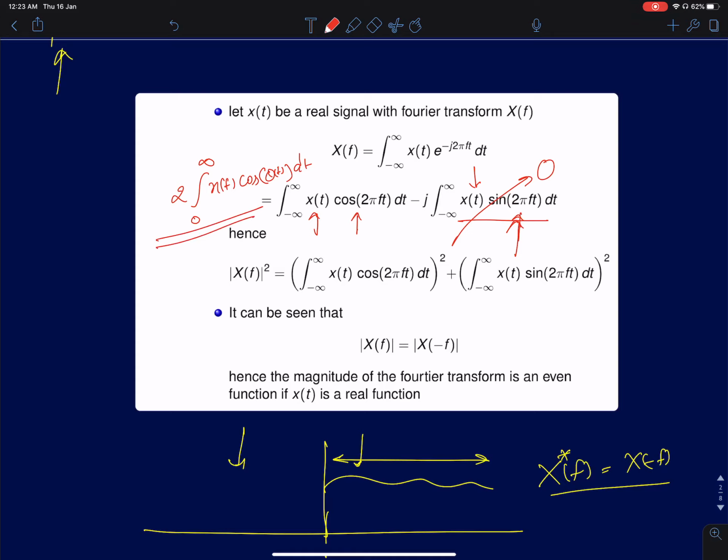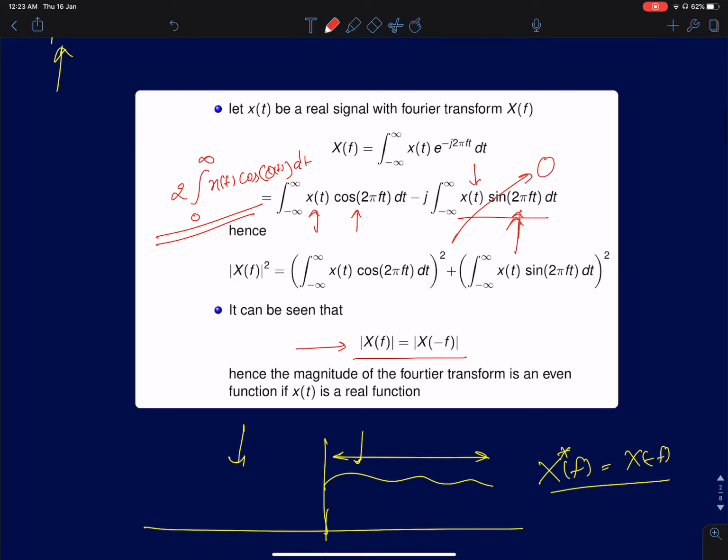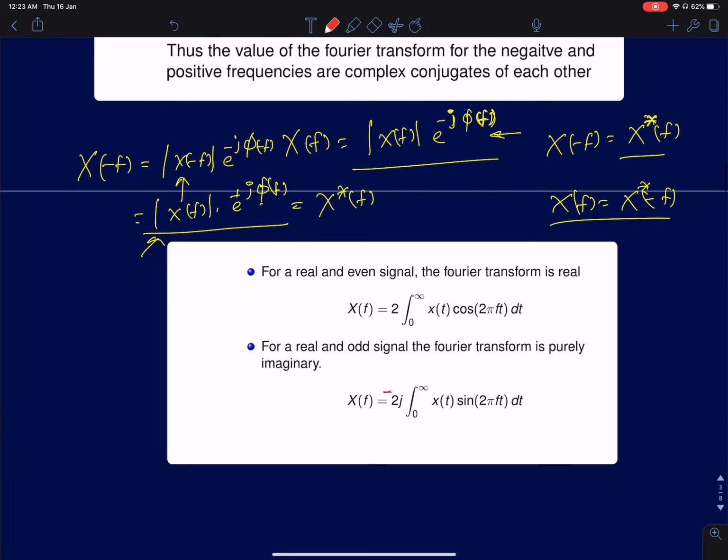Okay. That's a very interesting property. And we already know the magnitude of the Fourier transform is even. And since it is purely real, there is no phase. So we can say that the Fourier transform itself is real and even. So for a real and even signal, the Fourier transform is also real and even. We can directly say that the Fourier transform is also real and even.